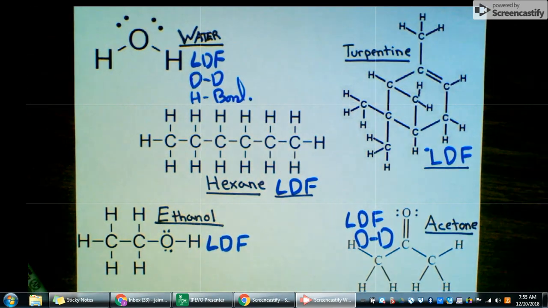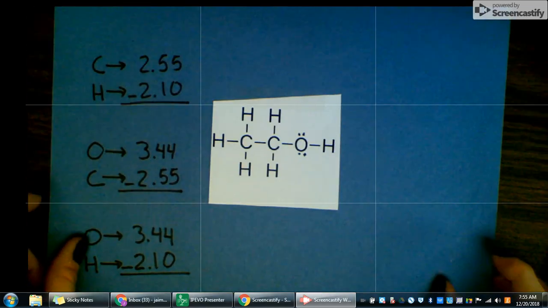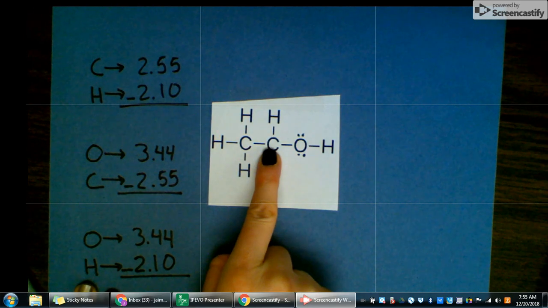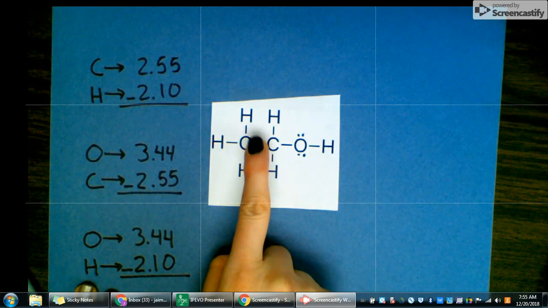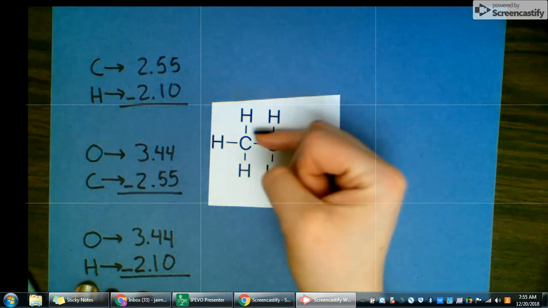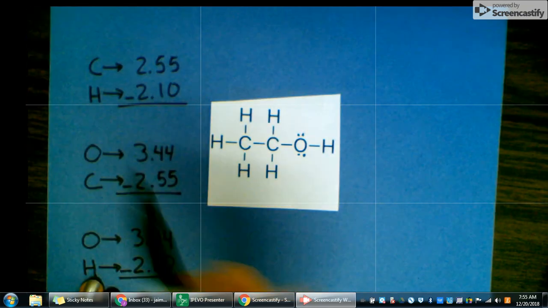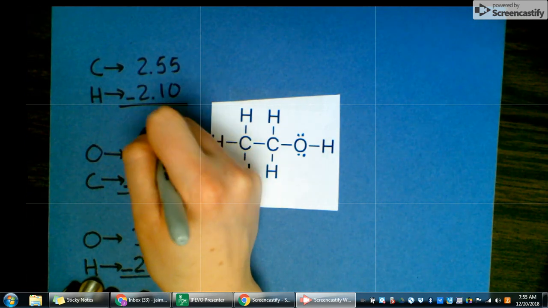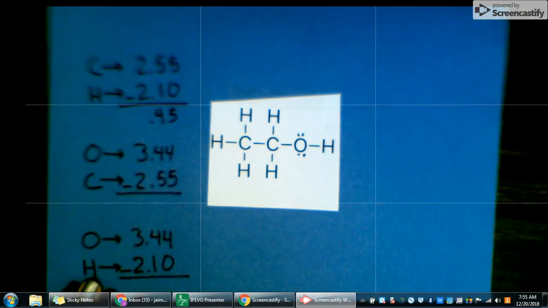All right, so finally we have ethanol. Ethanol looks like this. It's got a lot of different bonds throughout it. We know that carbon to carbon is going to be 0, so that is a nonpolar covalent bond. We know that carbon to hydrogen calculates in at 0.45, so it's going to be a nonpolar covalent bond.